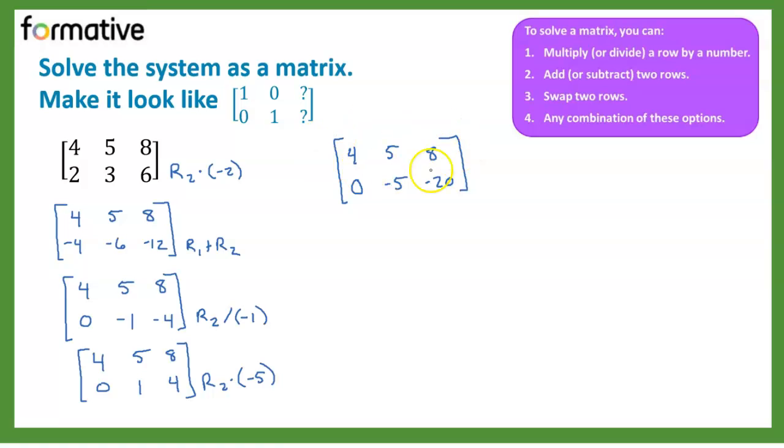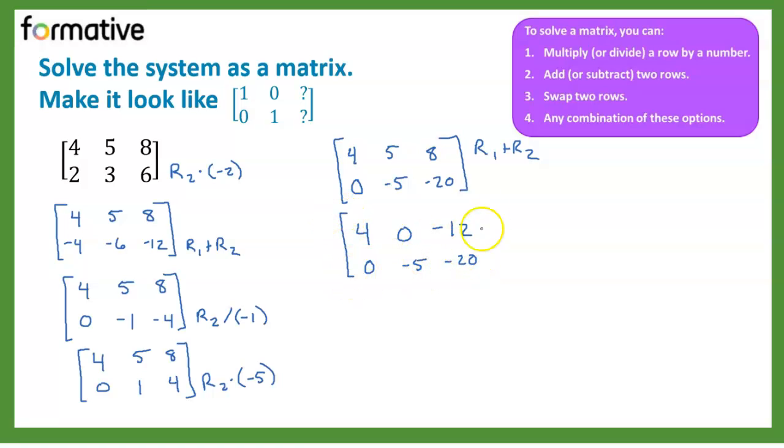Now we're trying to get the x value up here, right? So we're going to add these straight down, but I'm going to replace this top one this time because we already got our y value down here. So when I add this straight down, we get 4 plus 0 is 4. 5 plus -5 is 0. 8 minus 20 is -12. And we didn't change row 2.